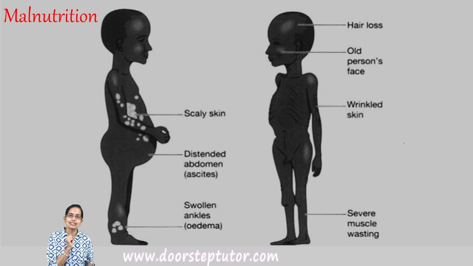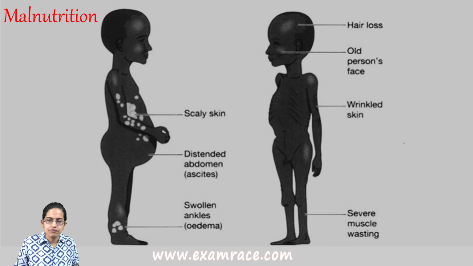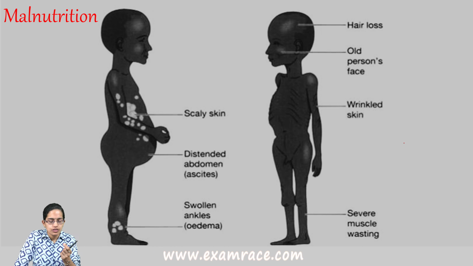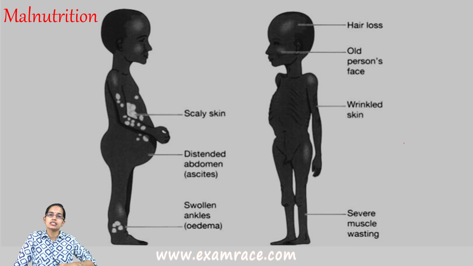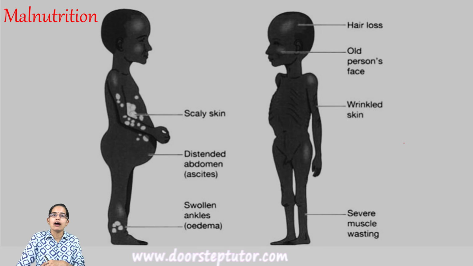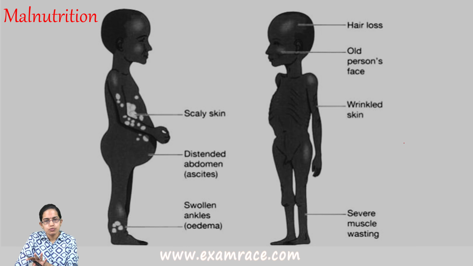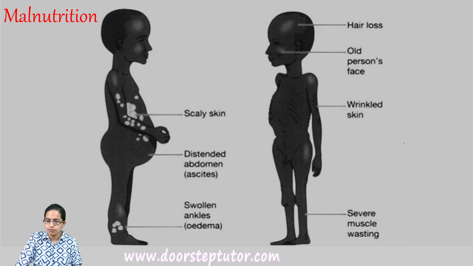Marasmus is commonly seen in the age group of less than 1 year, significantly due to protein deficiency. Then you have kwashiorkor, which is in less than 5 years. A high calorific, low protein diet results in the belly coming out, or an enlarged stomach is seen. So there is a difference between kwashiorkor and marasmus.